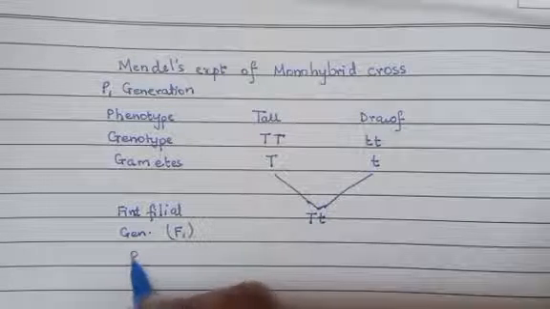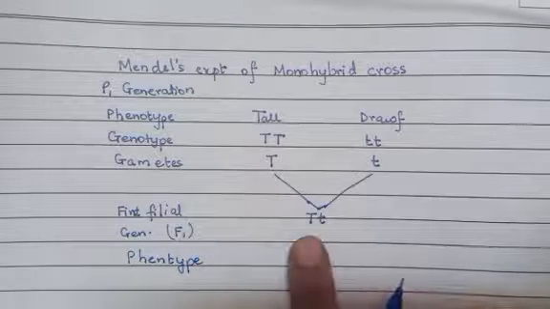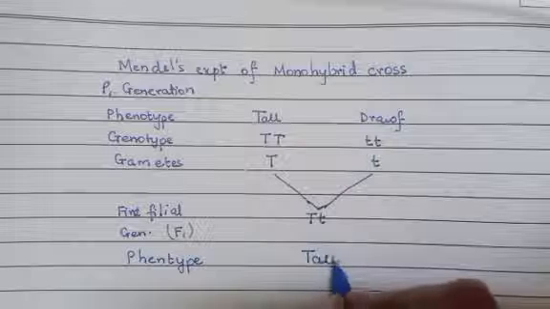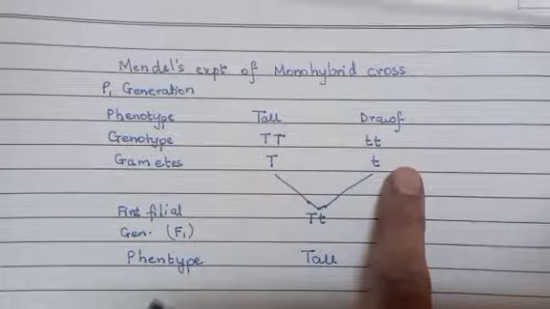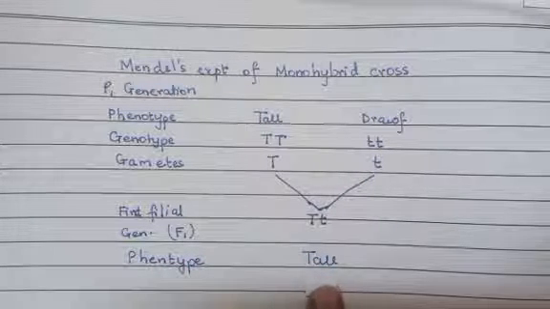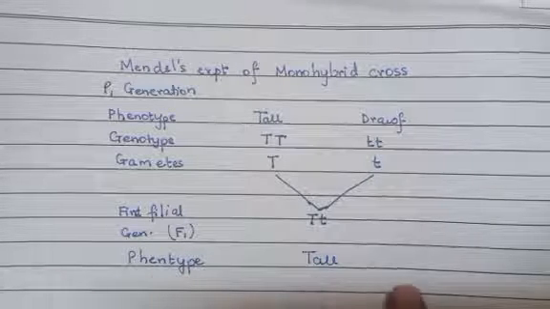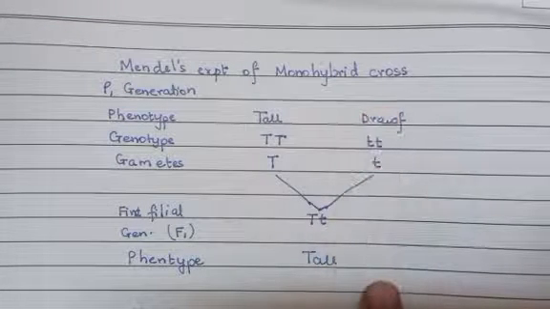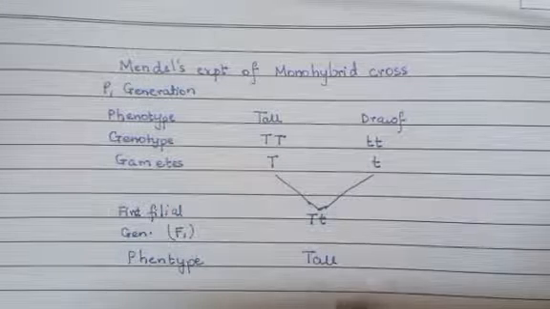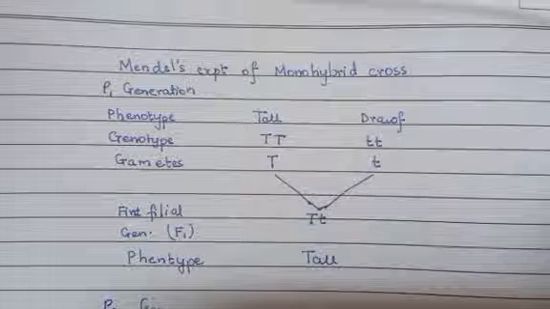Now the phenotype of this means how the plants are now. Since capital T is a dominant characteristic and that is there in this, these plants are all tall. Though one parent was dwarf, the offspring in the first generation will all be tall. This ends the first part of the experiment. Now we'll start with the P2 generation. Up to here we have the F1. Now we start with the P2 generation.